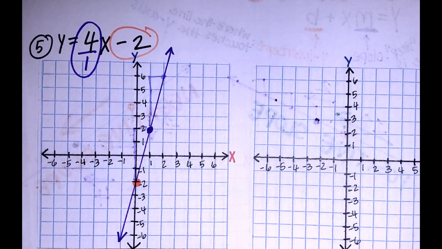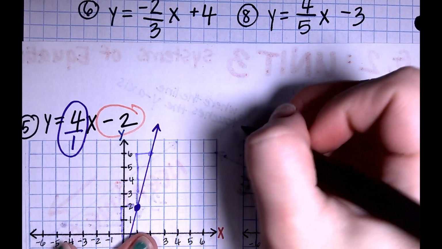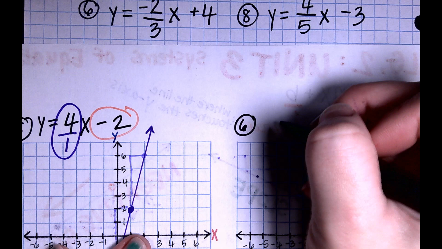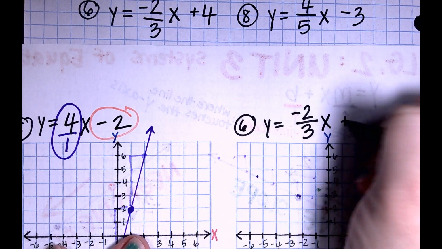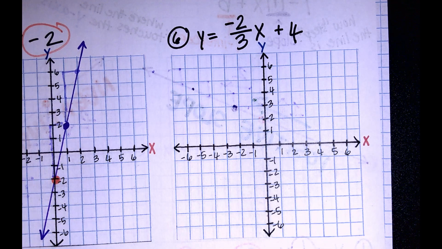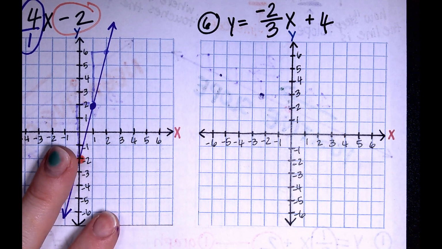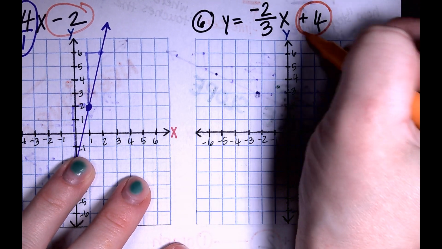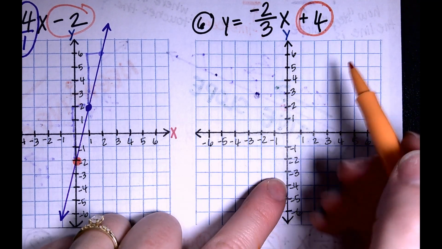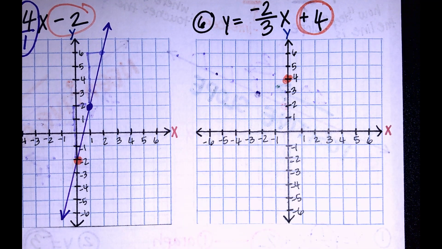Number 5. Let's look at the next one, number 6. Now I have y equals negative 2 over 3x plus 4. Negative 2/3 x plus 4. What do I do first? Find my y-intercept. Good, it's 4, positive 4. So we're going to go to 4 on the y-axis right here. What's next?